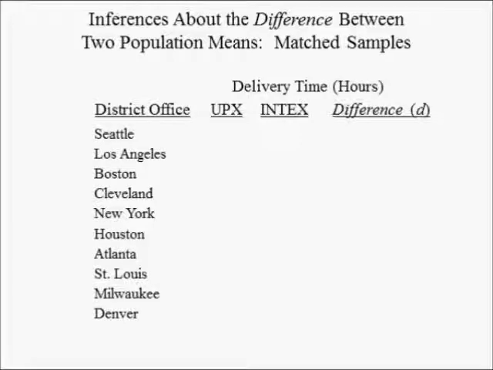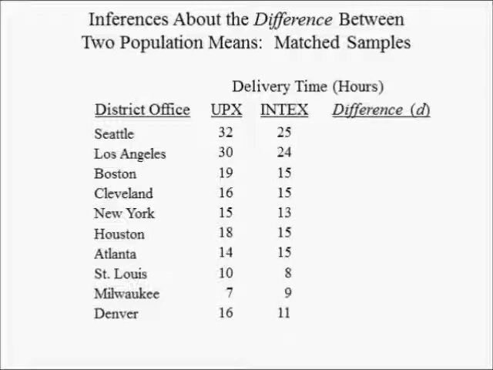The delivery times for UPX range from 7 to 32 hours. Delivery times for Intech range from 8 to 25 hours. The difference in delivery times from Chicago to Seattle is equal to 32 minus 25, or 7 hours. This means Intech delivery from Chicago to Seattle is 7 hours faster than UPX's.